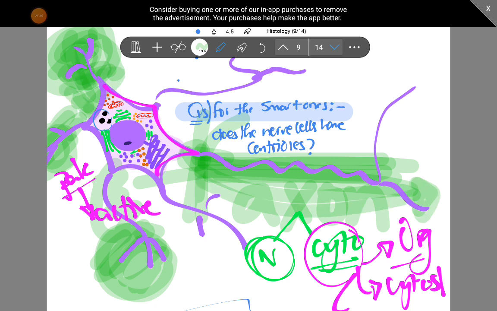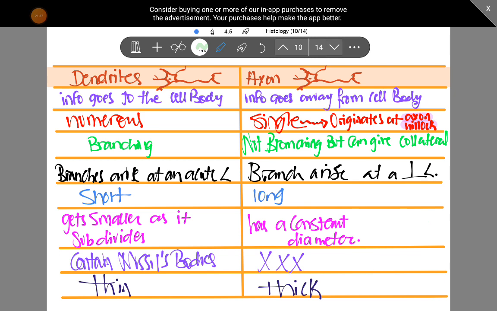Let's see, check out here. Dendrites get the information into the cell body, but the axon gets it away from the cell body. Great. What about number 2? Dendrites are numerous, the axon is single. This one is branching, and this is not branching. But it can give some collateral branches at a right angle when it's originating.